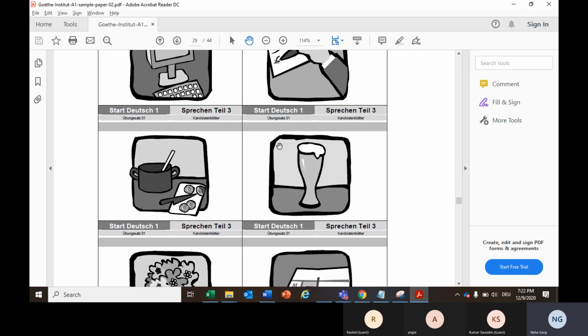Did you make any sentence for this? Yeah, ist sie kochen? Ist sie kochen? Kocht sie, not ist sie kochen.